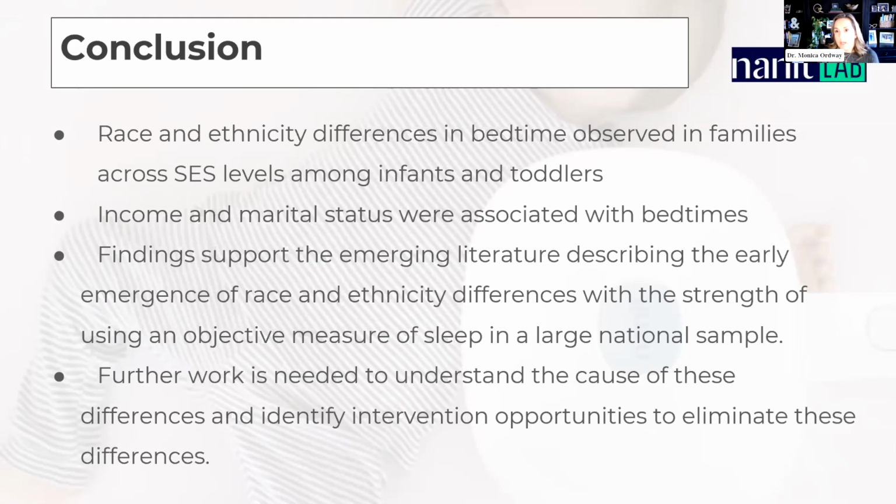So in conclusion, race and ethnicity differences were found in bedtime observed in families across SES levels, both in the families I worked with initially, and then across the sample that we used with Nanit. We also found that income and marital status were associated with bedtimes. These findings support the emerging literature that describes early emergence of race and ethnicity differences, and the strength of this particular study is being able to objectively measure sleep in a large national sample. Future work is needed to understand the cause of differences and identify intervention opportunities to eliminate these differences.